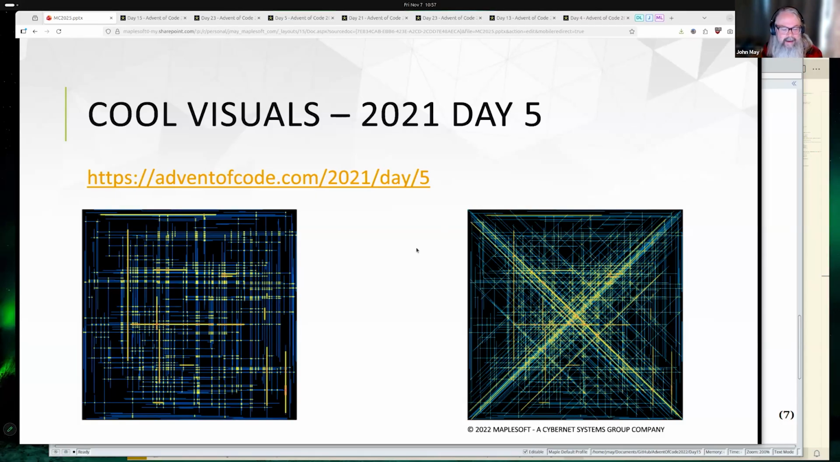This was a problem that ended up turning into finding intersections of lines and finding the frequencies of intersections. So I drew a bunch of plots to make those pretty intersections. This was back in 2021 before we had Maple Primes' art gallery. So not all these pictures are on those.